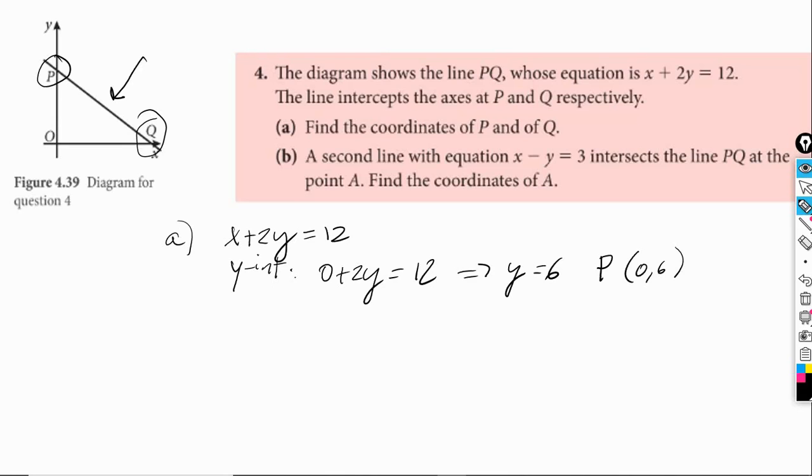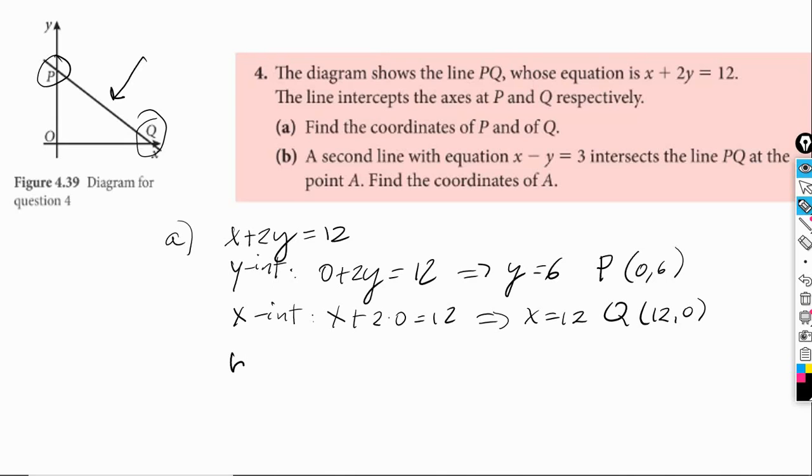And then for the x-intercept, we do something similar. For the x-intercept, we know that y equals 0. So this is going to be x plus 2 times 0 equals 12. Therefore, we can see that x equals 12. So that means that point Q is going to be (12, 0).